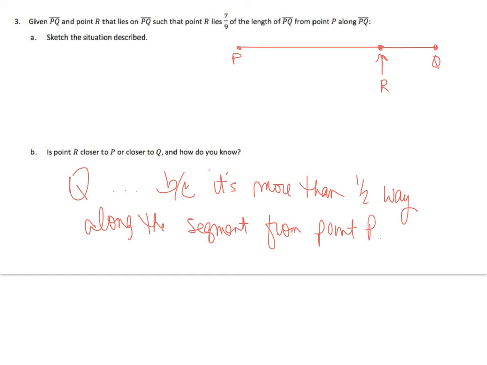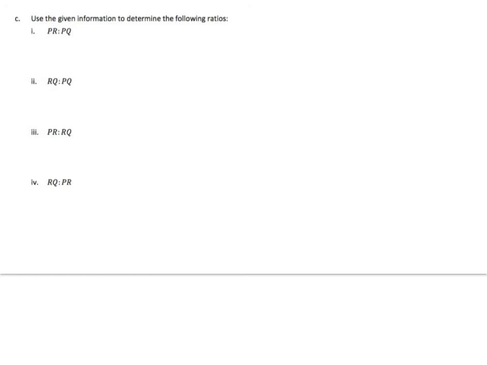Okay, we're going on to part C. Use the given information to determine the following ratios. So PR to PQ, I'm going to sketch again, PQR. And our ratio they gave us in the problem was 7 ninths. So this would be 7, that would be 2, right? All right, so PR to PQ would be 7 to 9. RQ to PQ would be 2 to 9. I got that just from here.